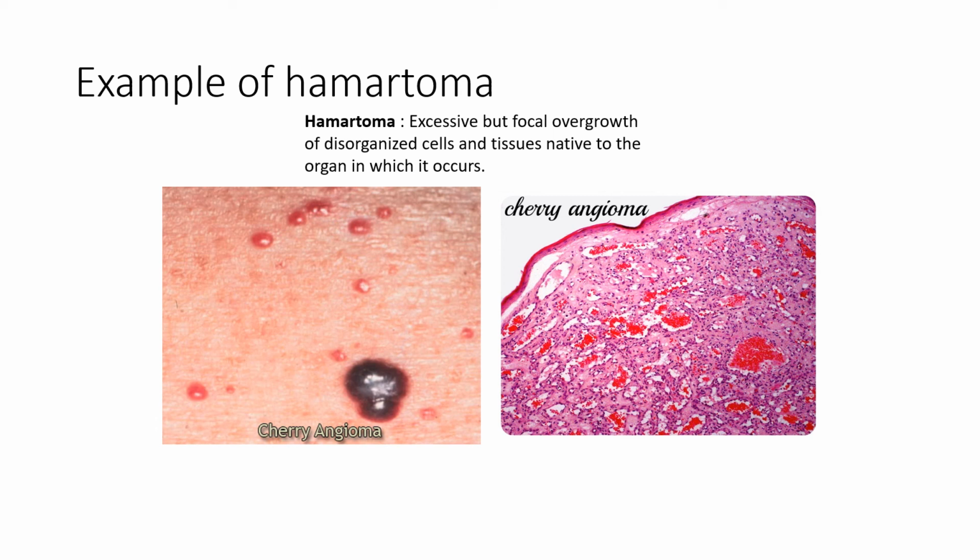We look at the example of hamartoma in this cherry angioma. In the normal skin, you have the blood vessels, the epithelium, the dermis layer, but in this case, there is focal overgrowth of blood vessels that is disorganized, and the blood vessels are actually native to that organ in which it occurs. It is called hamartoma because of that.